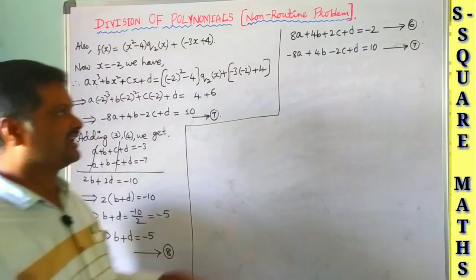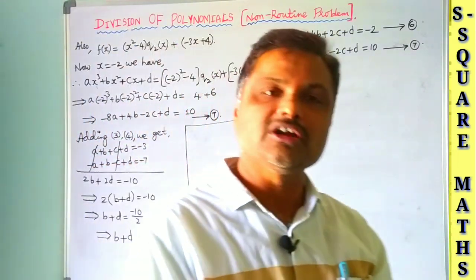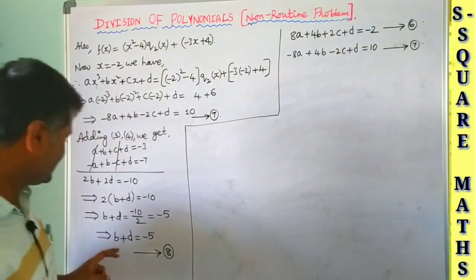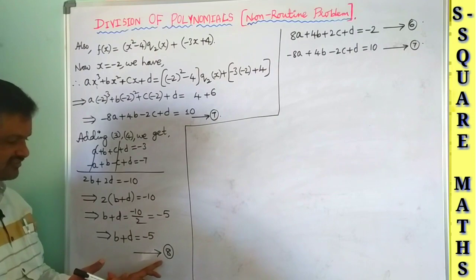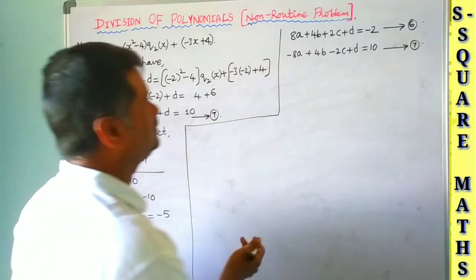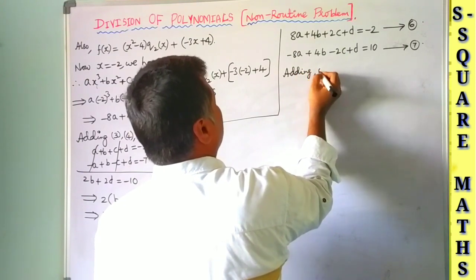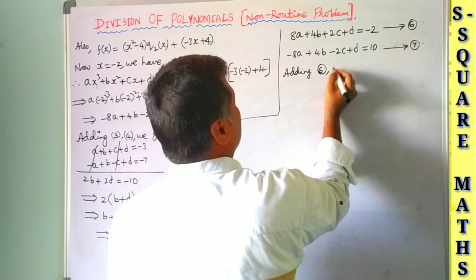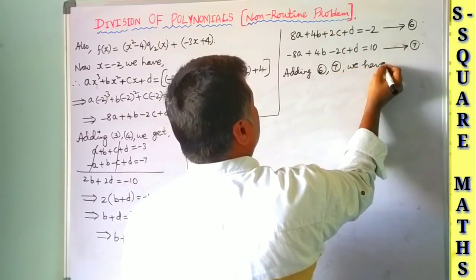In the same way again consider 6th and 7th equations what we got previously. So again what we have to do here, this is a linear equation in two variables b and d, the equation number 8. Now adding, which equations here? 6th comma 7th equations we have.